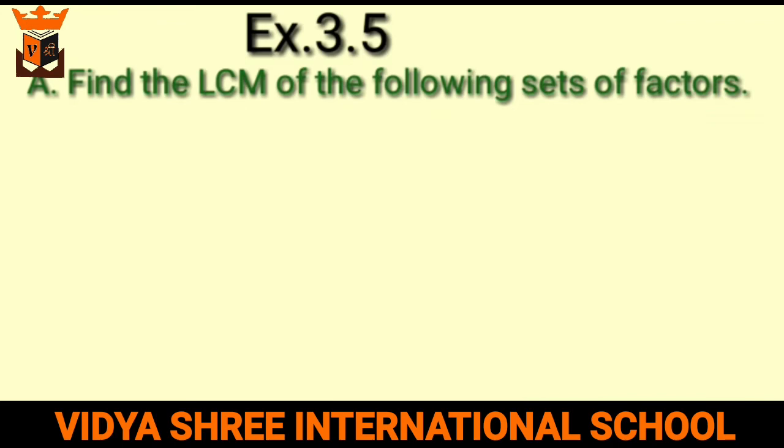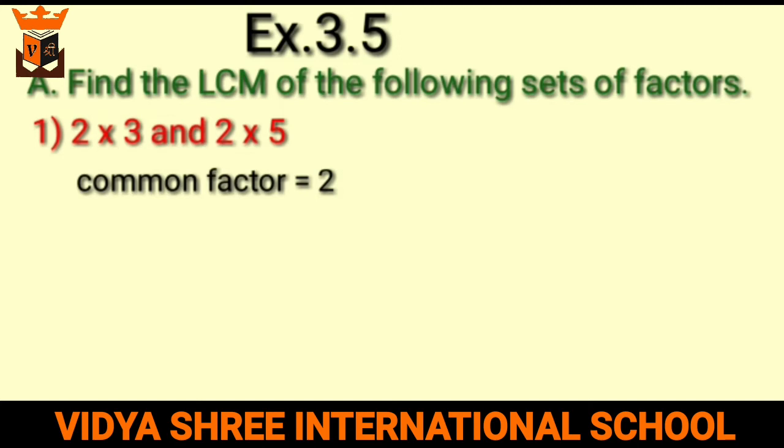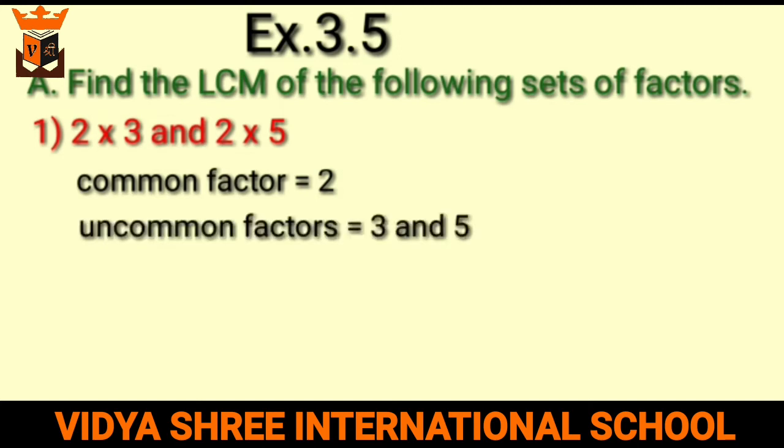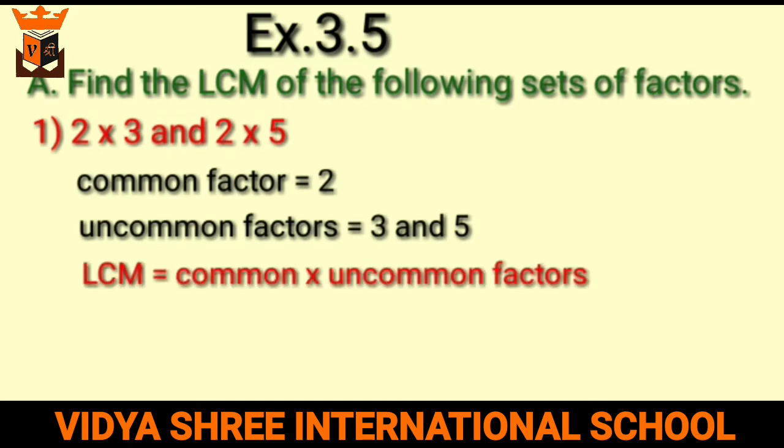Now let us try to solve the A part of exercise 3.5. Question is, find the LCM of the following sets of factors. First one is 2 multiplied by 3 and 2 multiplied by 5. Here the factor 2 is common between the two sets and the uncommon factors are 3 and 5. So the LCM will be the product of the common factors and the uncommon factors. So 2 multiplied by 3 multiplied by 5 is equal to 30.